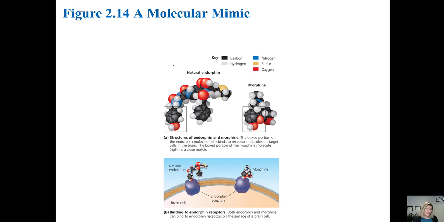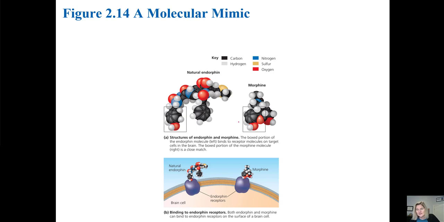We have a natural neurotransmitter called endorphin, and then we have morphine. And you can see here's a brain cell. This big thing is a brain cell, and we have this endorphin receptor site on the surface of the brain cell. This receptor site has a certain shape to allow a molecule to bind to it, and that molecule is the natural endorphin. So this endorphin receptor is perfectly matched to the endorphin molecule.